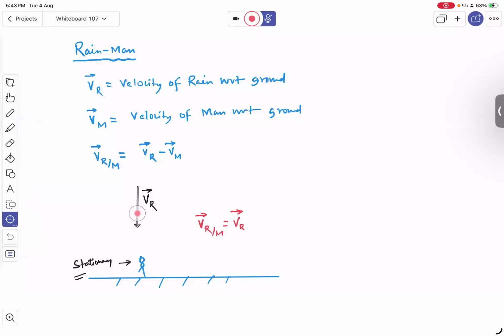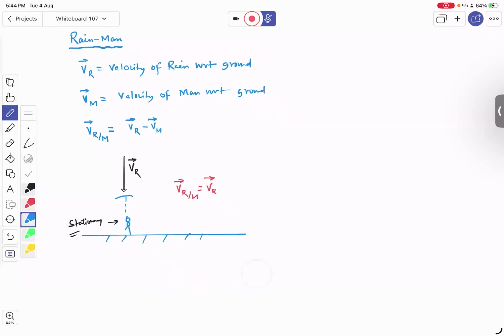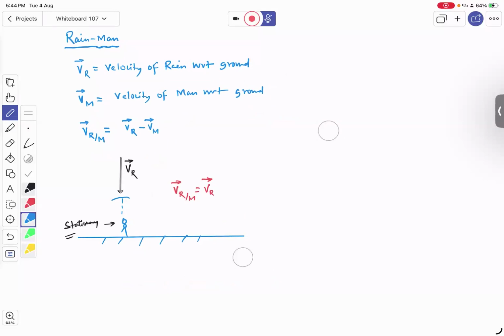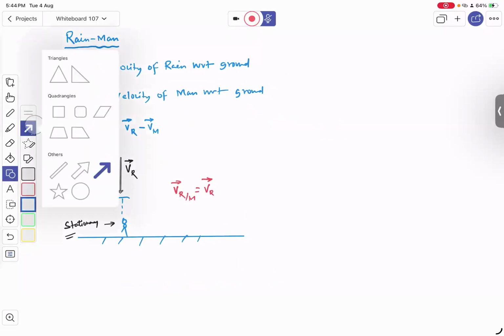So from the ground frame or from the frame of the man, both are identical now because the man is not moving, he is stationary on the ground. So the velocity of the rain will be seen coming down. So tell me how he should be holding the umbrella. Like this, no? Yes, sir. Correct. Now, the next situation is where the man is not stationary, maybe running on the ground.